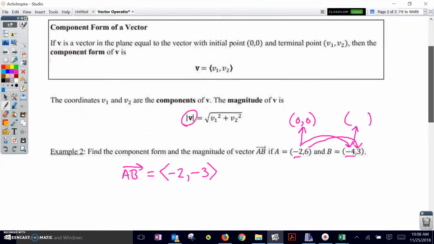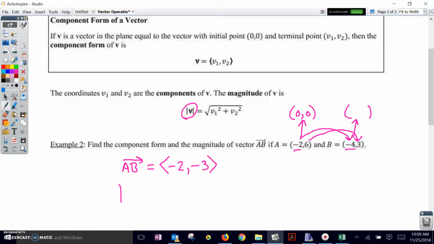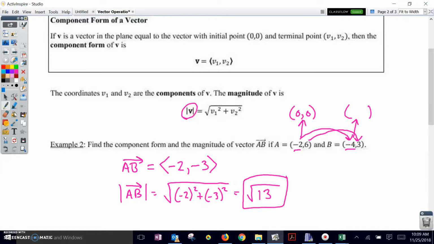As far as the magnitude of vector AB, the magnitude of vector AB is just going to be the length of this vector. So we're going to take the square root of -2 squared plus -3 squared. And so the magnitude of this vector is the square root of 13. So there's my component form and my magnitude of vector AB.